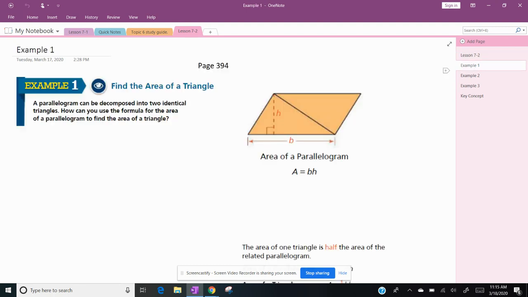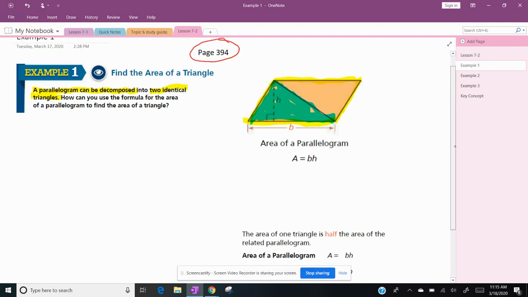So let's look at example 1. If you're in your book, following along, this is on page 394, and this just goes over what I just said. It says a parallelogram can be decomposed. That word decomposed means broken up into 2 identical triangles. So if we look here, here's our parallelogram. There's the base and the height. But because we're taking only half of it, we're only going to have half the amount of area. Let me shade in half of it. There we go. So we're only going to have half the area.